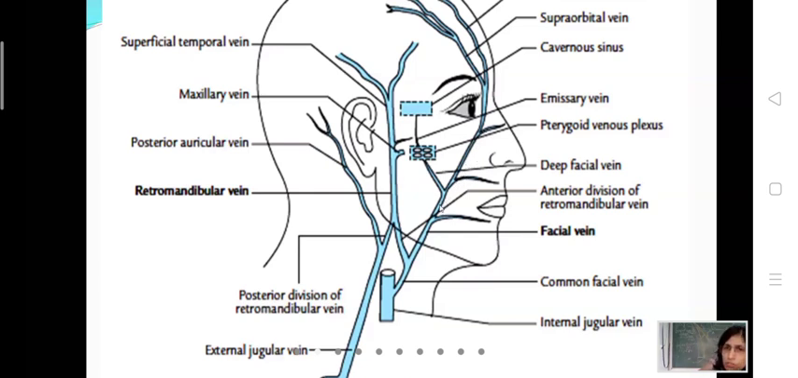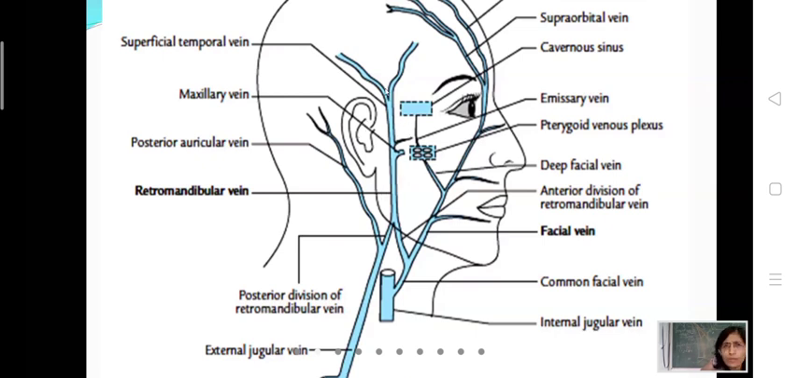It follows a straight course. It crosses the base of the mandible, and in the neck region, just stop here. The facial vein has formed. Now, look at this. Here, what is happening? Here lies the parotid gland.